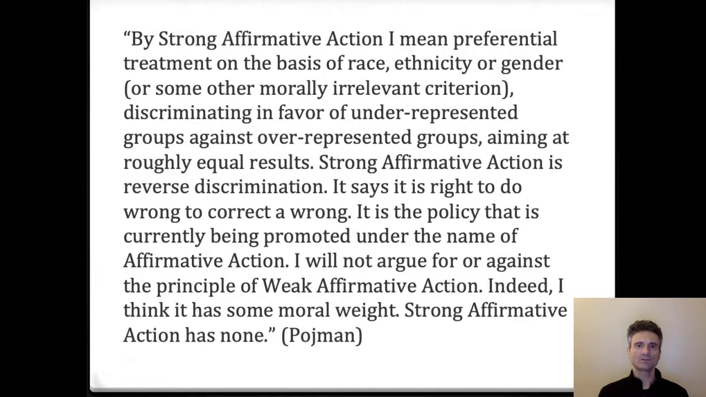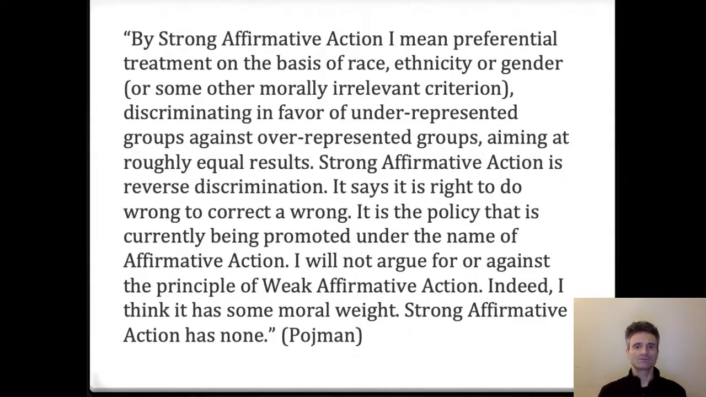So, strong affirmative action is preferential treatment, discriminating in favor of underrepresented groups against overrepresented groups, aiming at roughly equal results. Now, strong affirmative action is, according to Pojman, a form of discrimination, and therefore it is immoral.